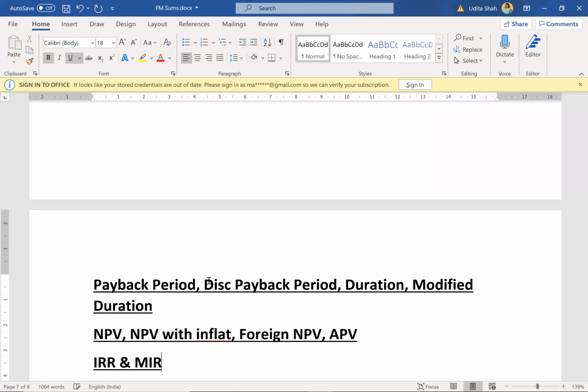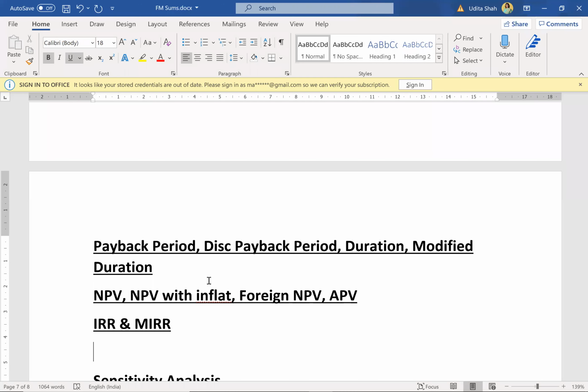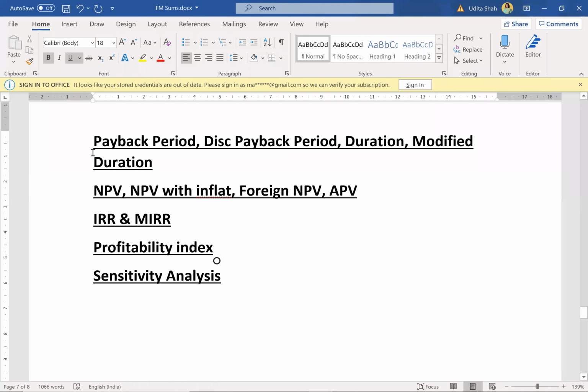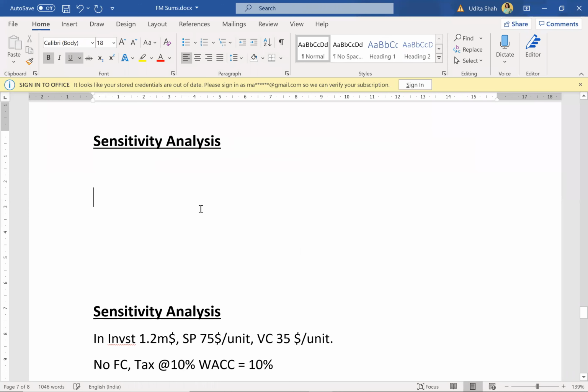Also we have studied, which method we have done, the last one, profitability index, which compares your NPV with your initial investment, correct? So all these methods will be needed now, okay, in this sensitivity analysis.